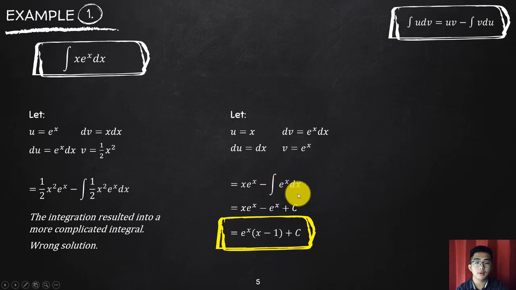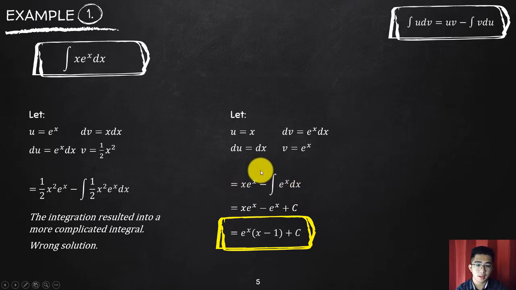Notice here that this is no longer a combination of two types of functions. This is merely an exponential function. Unlike the previous one, which was still a combination of two functions, this one is a bit simpler. By eliminating the algebraic function x, this second term now becomes an easy integral. That's just the integral of e raised to x dx.